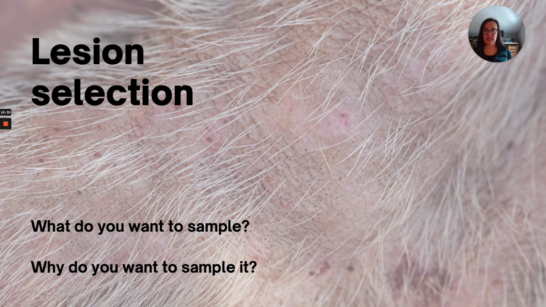So lesion selection. Basically, what do you want to sample and why do you want to sample it are the questions that you should be asking. If you're looking at a bacterial collarette, you're sampling it because you want to, one, document that that crusted spot was generated by a bacterial pyoderma. And two, you want to decide, do I need to or want to treat this animal systemically, or is this something that I might try to treat topically?